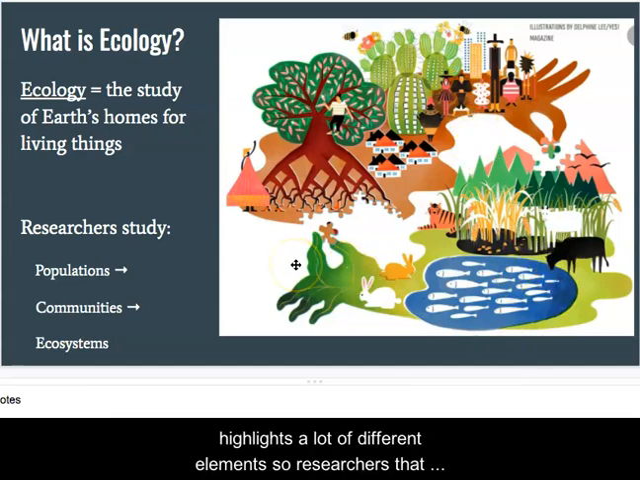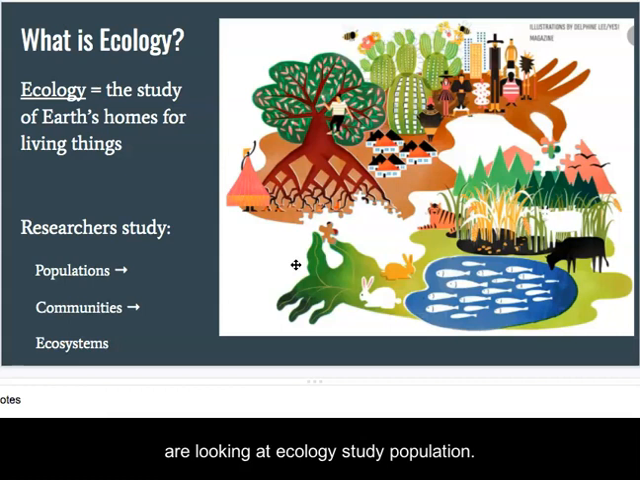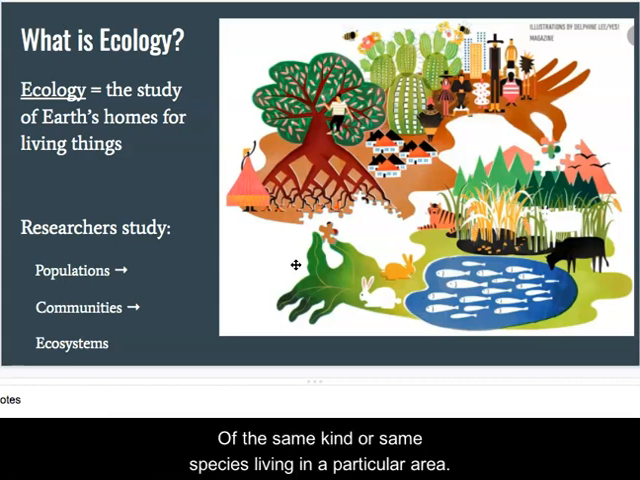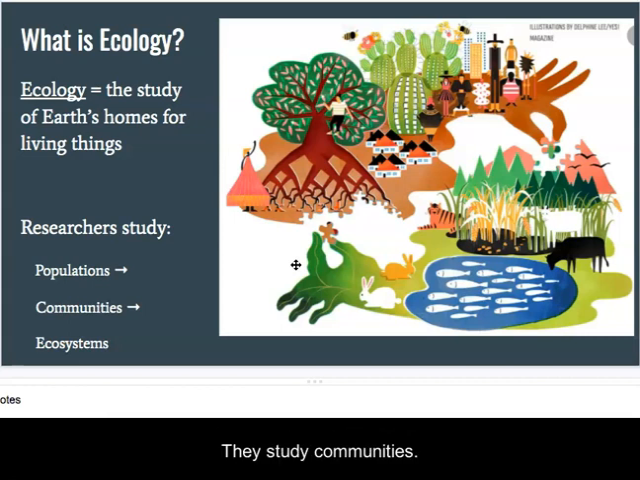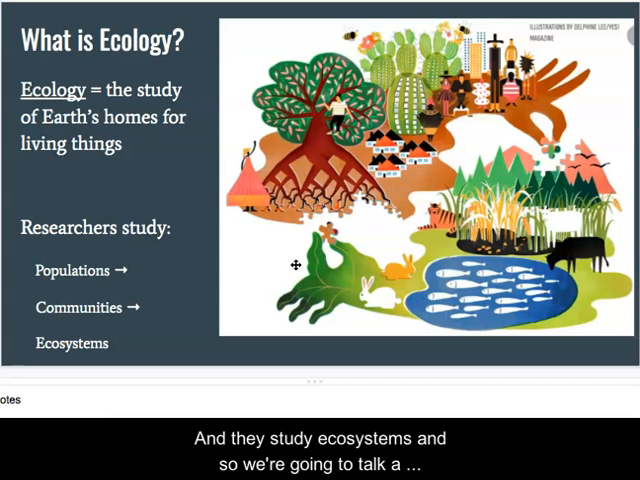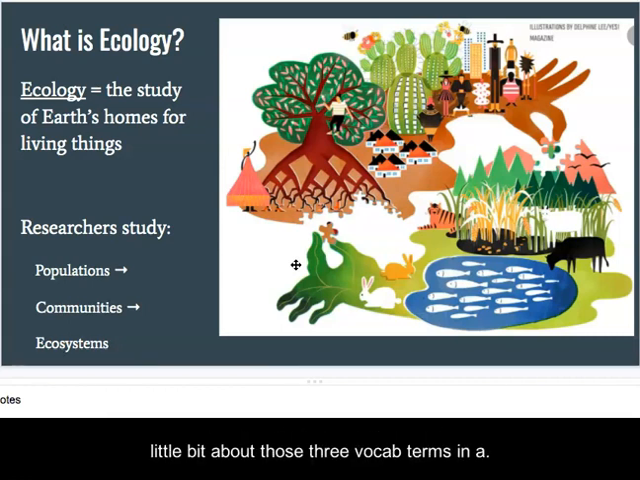So researchers that are looking at ecology study populations, which are groups of organisms that are of the same kind or same species living in a particular area. They study communities and they study ecosystems. And so we're going to talk a little bit about those three vocab terms in a minute.